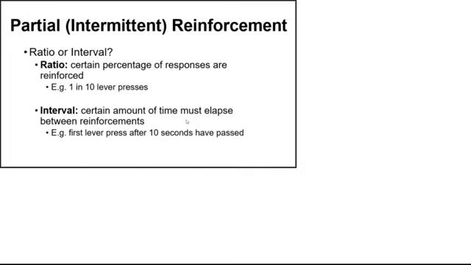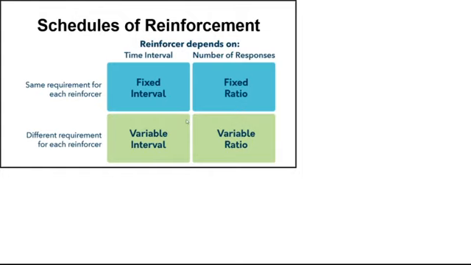And then if they talk about intervals, they're talking about time intervals. So again, it's going to be the first lever press after a certain amount of time has elapsed. So just with this question, we're asking, is it the number of lever presses that's important, or is it the amount of time that has passed? And then we can combine all of these together, and we can ask both questions together to get 4 different schedules of reinforcement. So if we start at the top, we have a fixed interval.